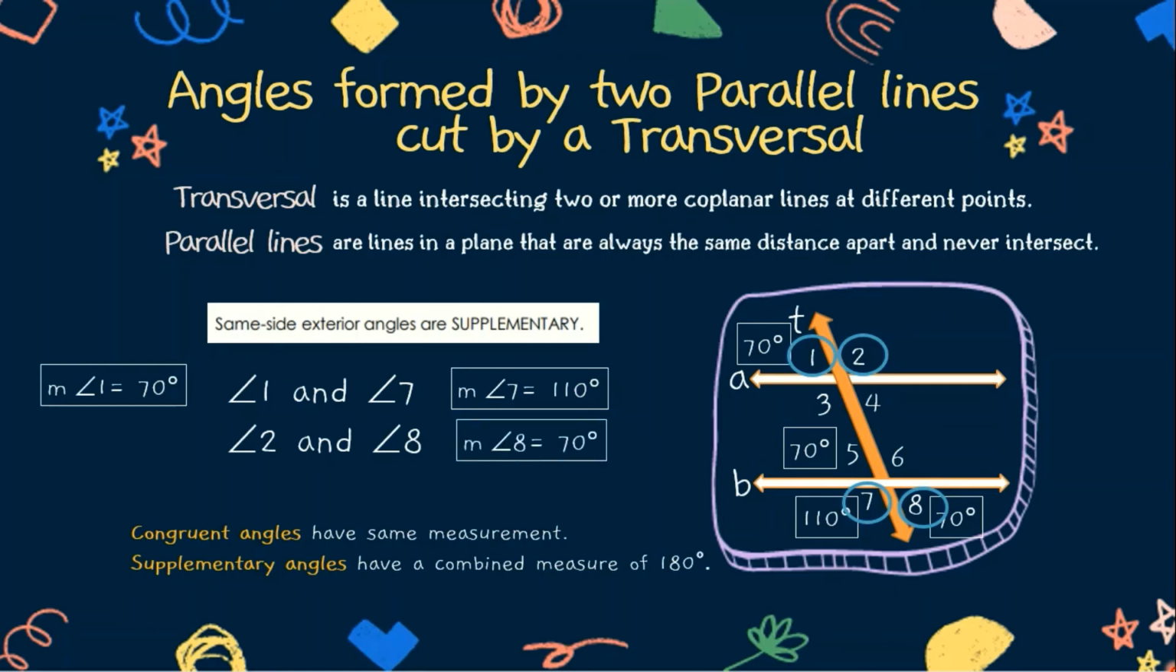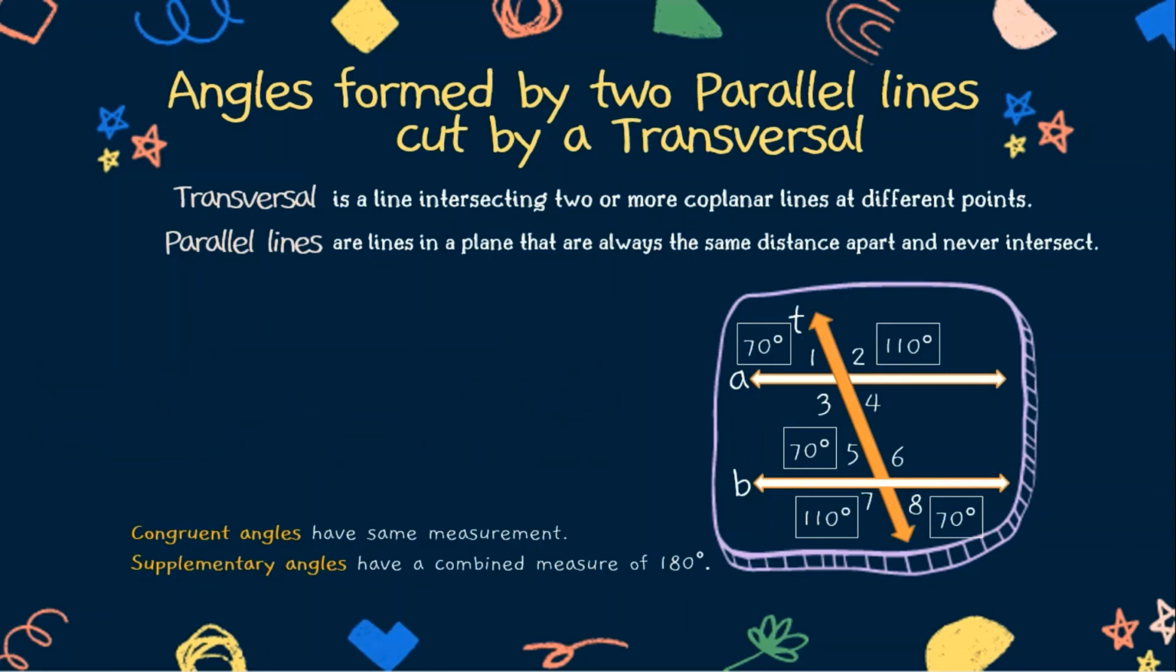Kanina, alam na natin yung angle 8, ang sukat niya ay 70 degrees. Dahil siya ay kapares ng angle 2 as same side exterior angles, dapat supplementary sila. Therefore, yung angle 2, ang sukat niya ay 110. Because 110 and 70 degrees, both of them are equal to 180 degrees. Alam na rin natin yung sukat na angle 2, which is 110 degrees.